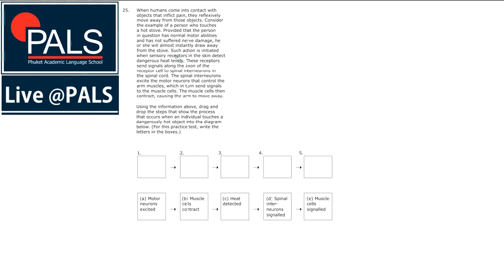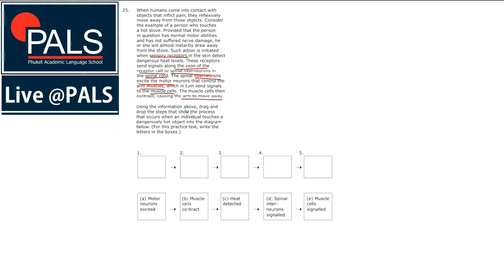Such action is initiated when sensory receptors in the skin detect dangerous heat levels. The receptors send signals along the axon of the receptor cell to spinal neurons in the spinal cord. The spinal interneurons excite motor neurons that control the arm muscle, which in turn send signals to the muscle cells. The muscle cells then contract, causing the arm to move away.